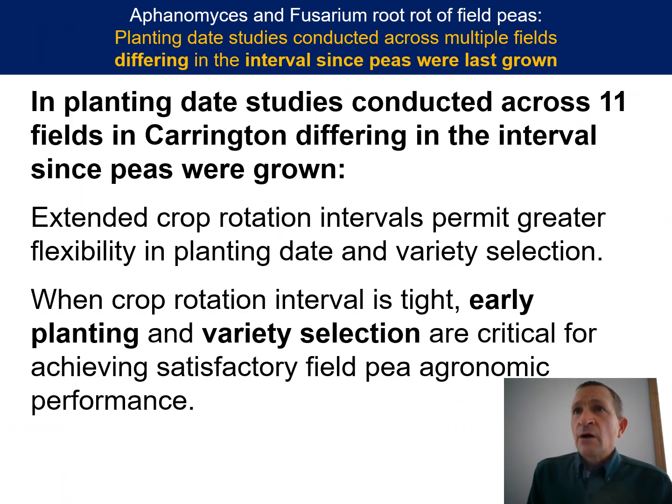Now, I want to go back to that study conducted in 2024 when we were able to do early planting. In those studies, we evaluated a tolerant variety, AAC Julius, versus a more susceptible variety, AAC Prophet. And again, across those 4 planting dates. And what we learned in those studies is that extended crop rotation interval gives us greater flexibility in both planting date and variety selection. And if we need to plant on a tight crop rotation interval, we need to pay very close attention to our planting date and our variety selection. Let's look at that in detail.